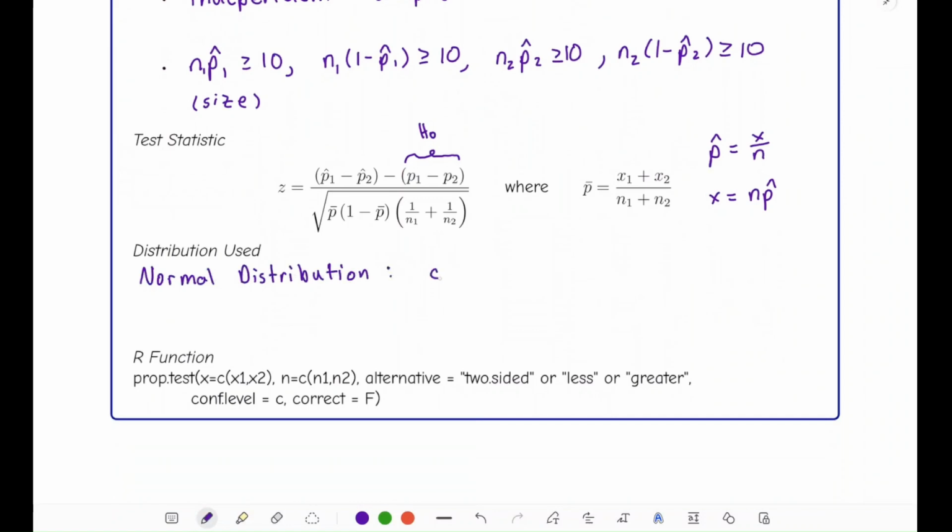And what that tells us is if we do the critical value method, we'll be using qnorm. And if we do the p-value method, we'll be using pnorm. And then the R function is given below. I'm not going to read through it, but we will use it in the examples. The one part I do want to point out, though, is that we are always going to have correct equals false. We aren't going to use the normal continuity correction.